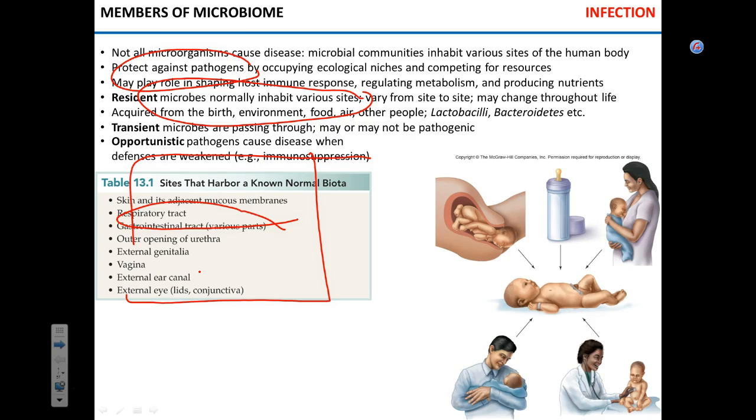Okay, after C-section. What is the first place you get microbes if you were born via C-section? The doctor. Yes, the hands of a surgeon. If you were born via the natural route, yes, the vaginal canal. And that determines a lot of difference.